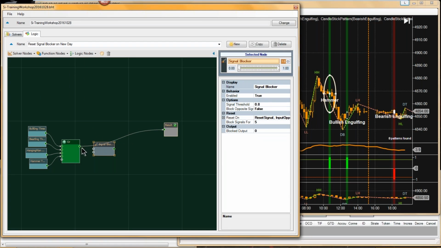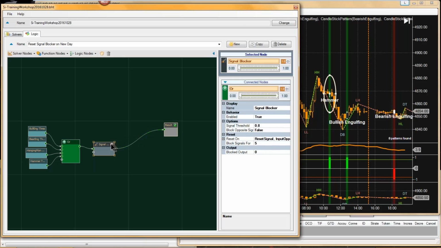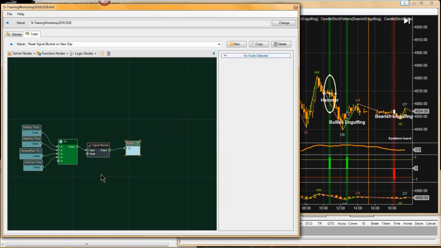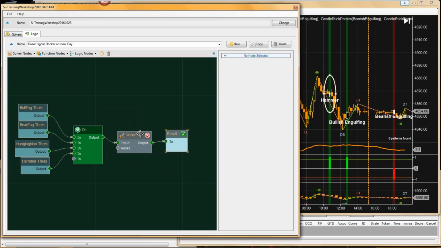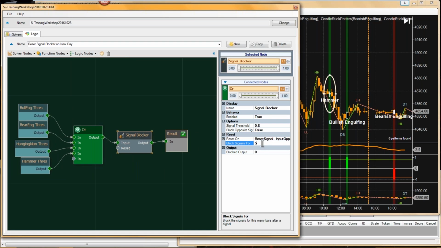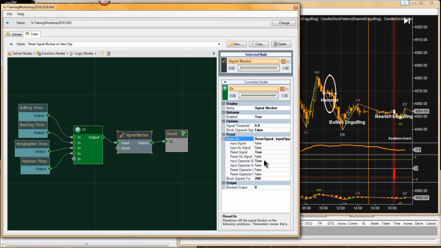So let's set up the signal blocker. And let's zoom in here. Okay, so we have a signal blocker, and we're blocking for 200 bars, and we have input opposite signal set to true. And let's see what else. I think that's the key. Yeah, really that's the key here.